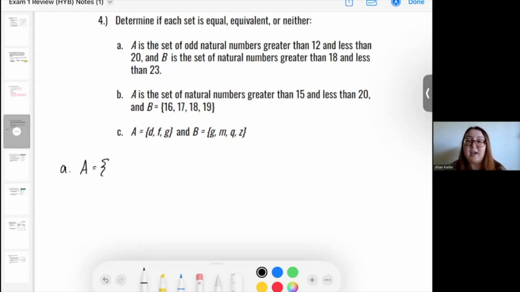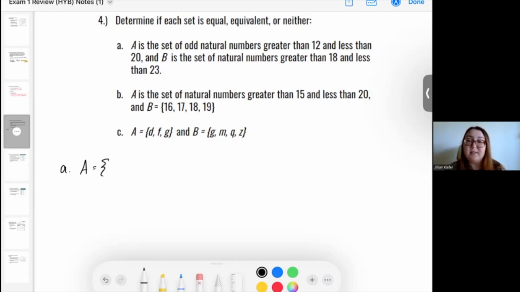So we have A is the set of odd natural numbers greater than 12 and less than 20. Okay, so we're looking for whole positive numbers that are greater than 12. Cannot be 12, has to be more than 12. And less than 20, cannot be 20, has to be less than 20. We did not say or equal to. So between 13 and 19, essentially, and we're saying they're odd. So they have to be odd numbers, not even, not divisible by 2.